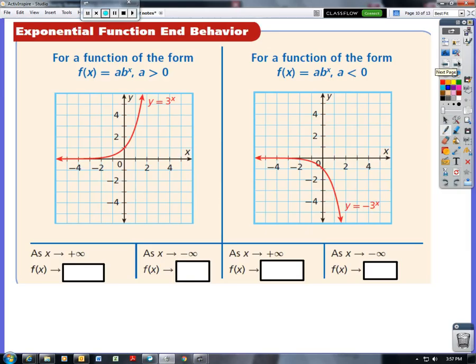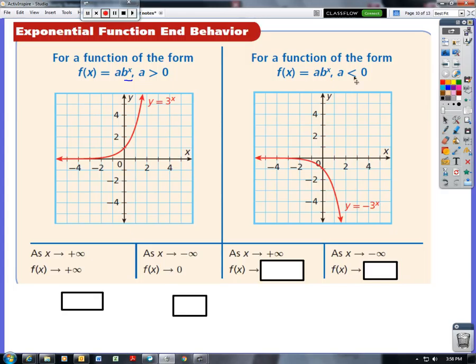And this is a table apparently out of the book, so let's see what we got here. On this one, this is an exponential. So this is going to be true for all exponentials where the a is greater than 0. As x approaches infinity, what does y approach? If you said infinity, you would be right. As x approaches negative infinity, we already saw that. That's going to be approaching 0.